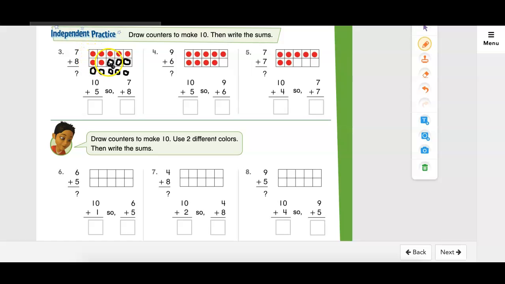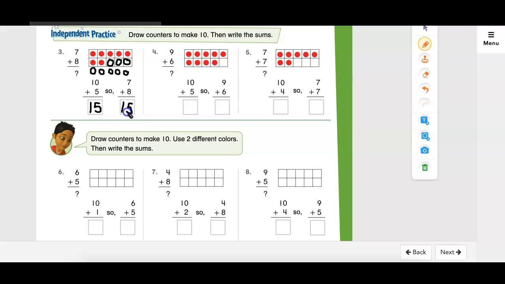So this is my tens frame, and my tens frame is full, so I know that this is 10. So I just need to add 5. So what is 10 plus 5? 10 plus 5 is 15. So that means that 7 plus 8 is also 15.